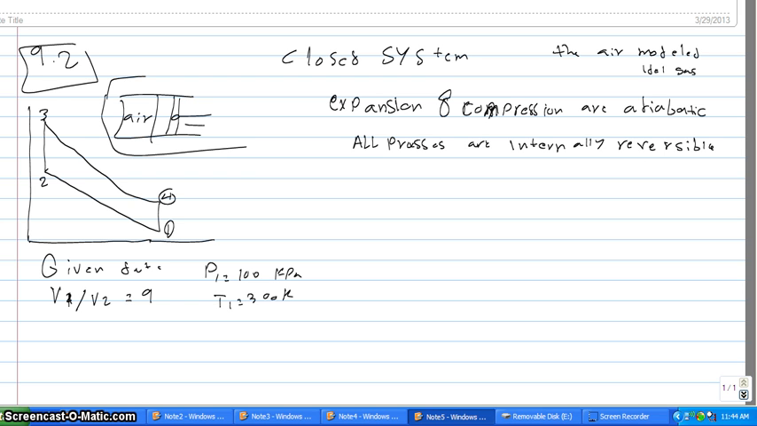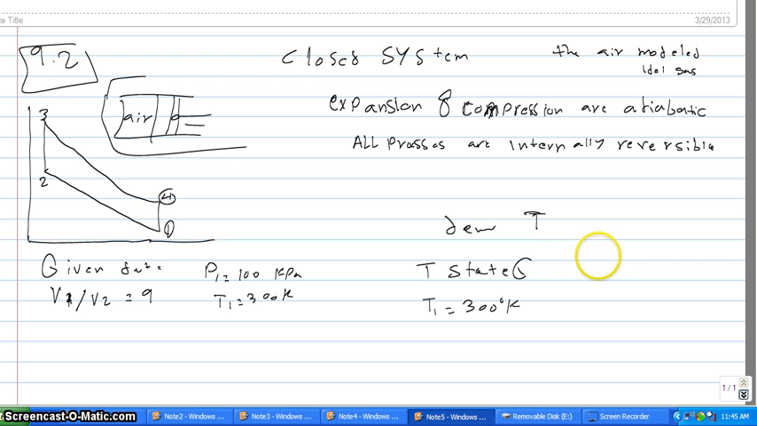So first of all, let's determine T in each state, the temperature in each state. Let's find T in state 1. From the diagram we can tell that T1 is equal to 300 Kelvin, and it's given in the question.